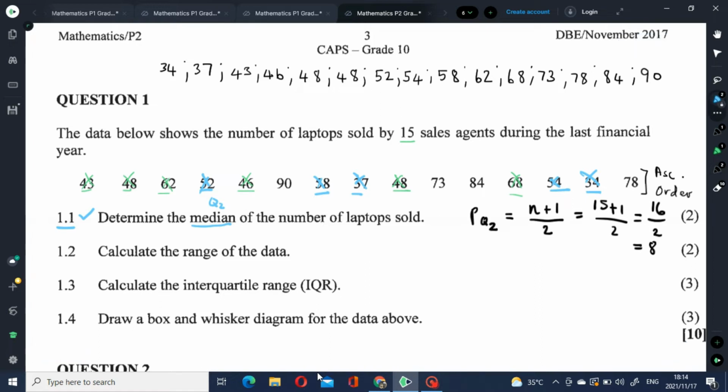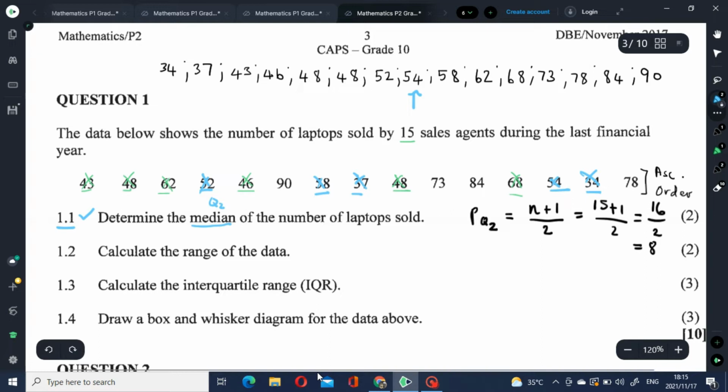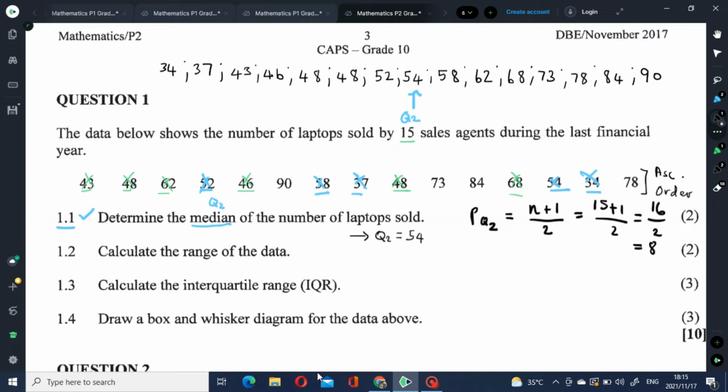That is the median, right? So it's good to mark it down on the data set. You can even count from left to right: 8 positions from the left and 8 positions from the right will bring you to 54. So the middlemost element in the data set is 54, right? So the quartile 2 or the median is equal to 54. Okay, that was a very straightforward question. Let's have a look at 1.2.